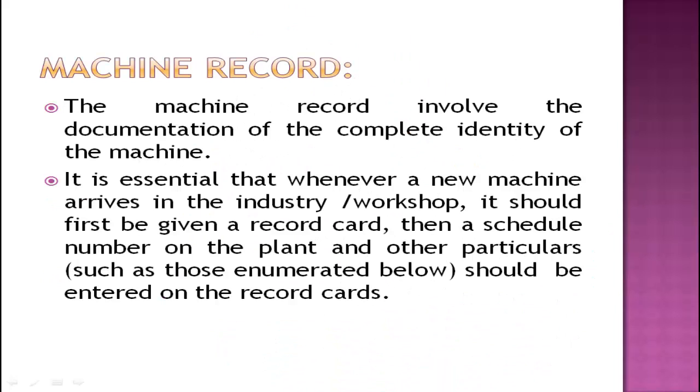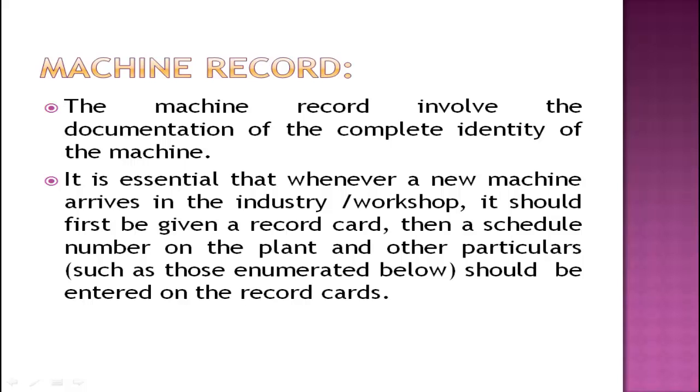What do we mean by the machine record? The machine record involves the documentation of the complete identity of the machine. It is essential that whenever a new machine arrives in the industry or the workshop, it should first be given a record card, then a schedule number on the plant, and other particulars, such as those that we are going to mention now, must be entered on the record card.